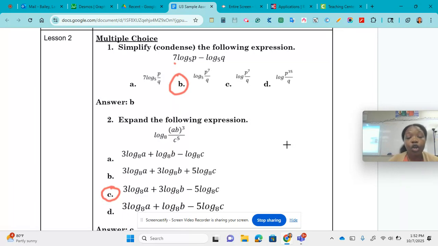When we are multiplying, we are adding. So that 3 on the outside of the parentheses is going to go for the B and the A. So that is 3 log base 8 of A. Because we're multiplying, we're adding. That 3 is also for the B. So that's 3 log base 8 of B. And since we're dividing, we're subtracting 5 log base 8 of C.